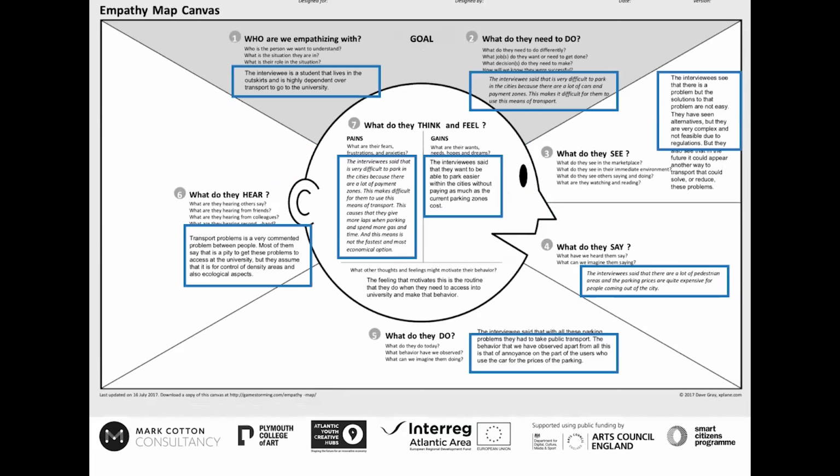So let's take a look at an example of a worked empathy map canvas, focusing on a student living out of town who needs to travel into the city to get to university. This looks at the problem of shortage of parking space, the price of travel and the cost of travel, and all of the consequences of travel.